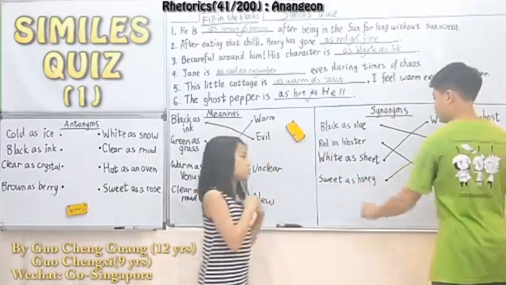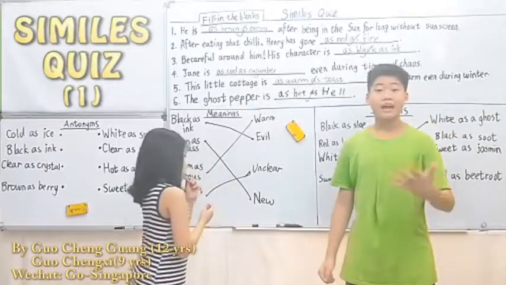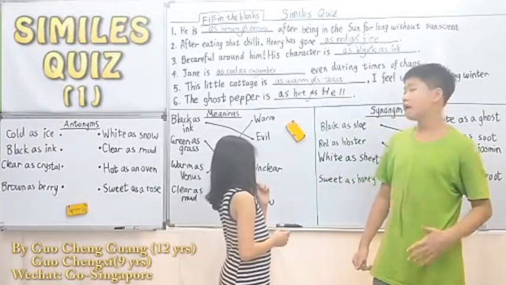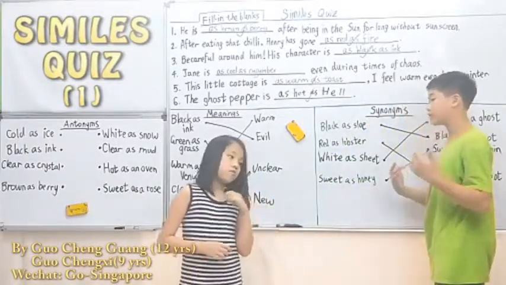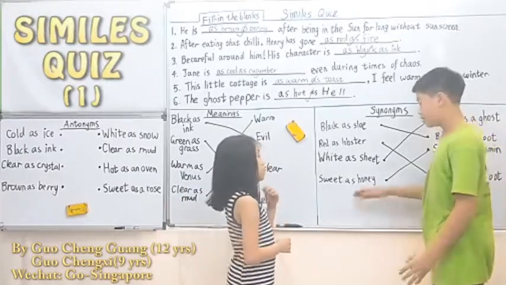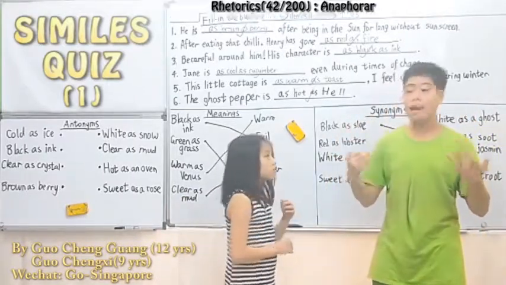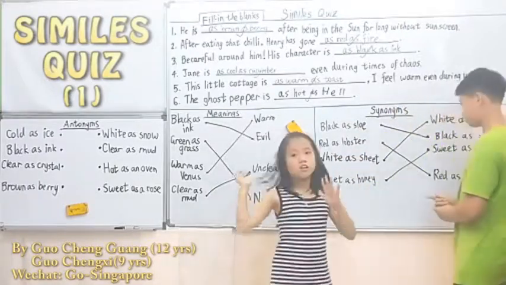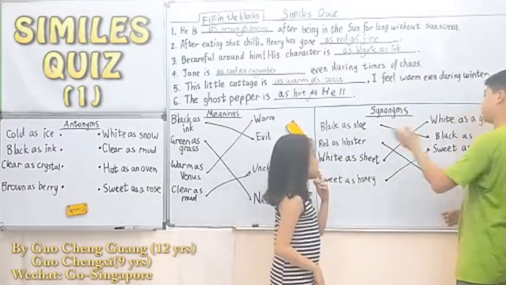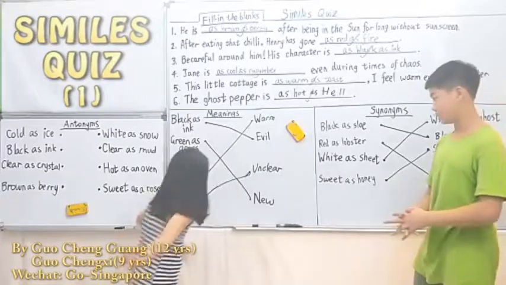What about as sweet as honey? There are a few meanings. It might actually taste sweet. It might be that the person's character is nice. Any others? Sweet might also mean that when you hear it, it is very pleasant. Yes, there can be a lot of them. So these synonyms will have a similar meaning.